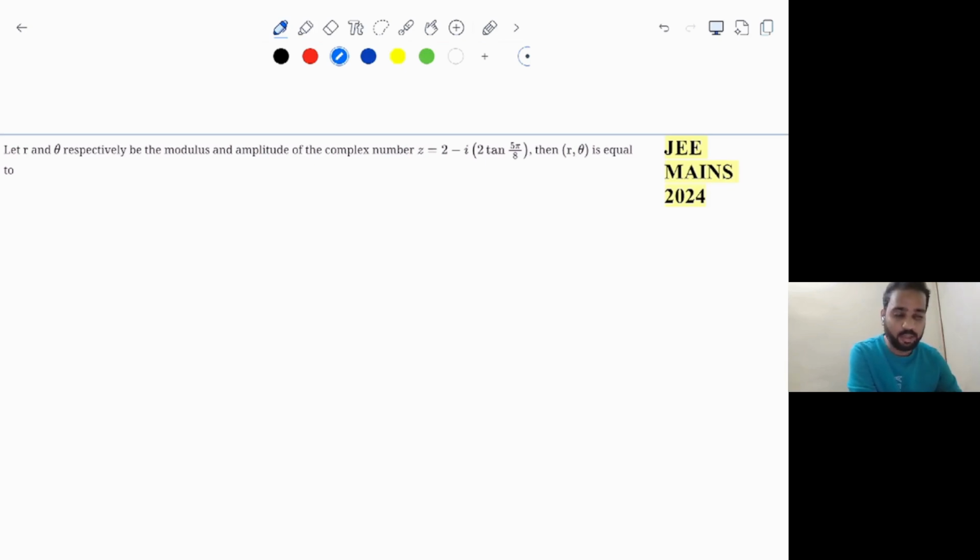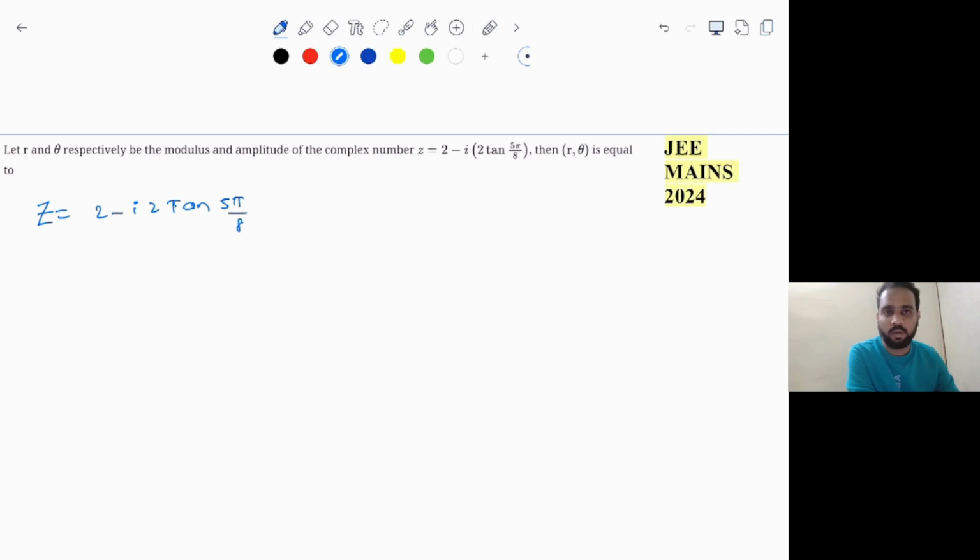So these kinds of questions have been asked 2 times in the last 2 years itself. So let's try to be very careful with this question. Let's read it. Let r and theta respectively be the modulus and amplitude of the complex number. So let us mention the complex number. What is that? Z is equal to 2 minus i into 2 times tan of 5π by 8. And we have to find out the values of r and theta.